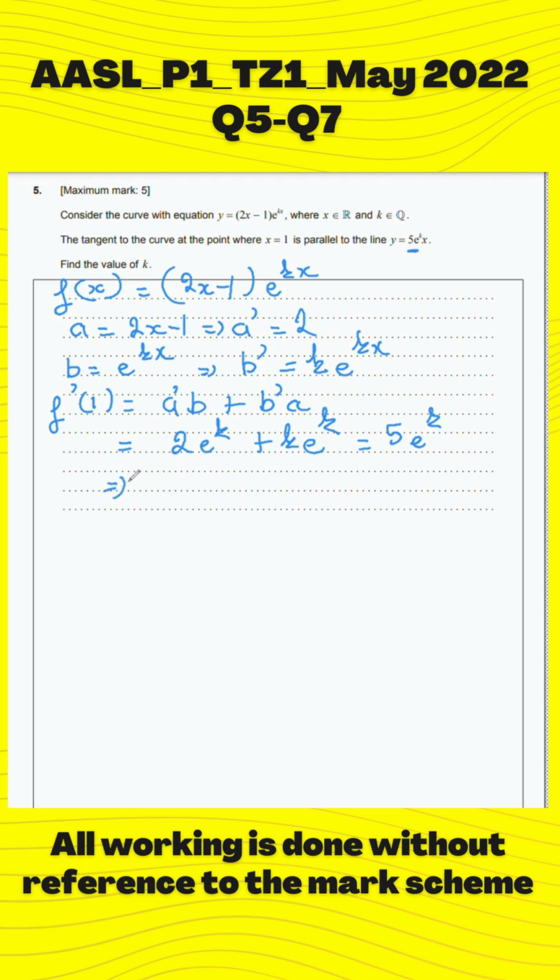Divide every term by e power k. We will have 2 plus k equal 5. So k equals 3. We can divide by e power k because e power k will never be 0.